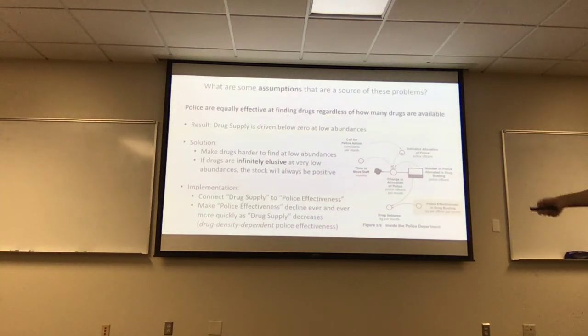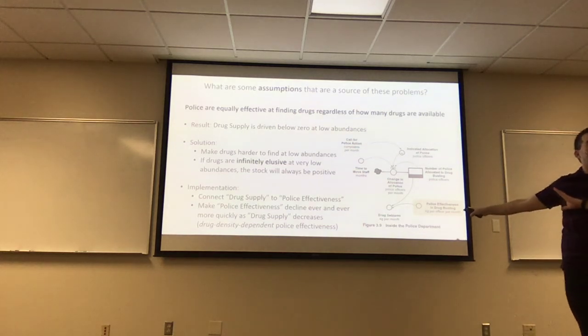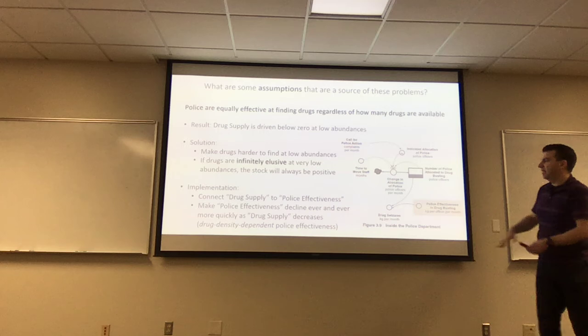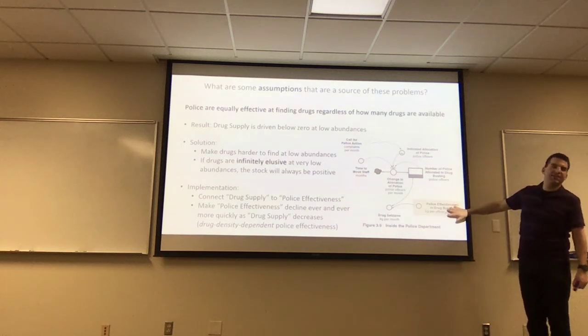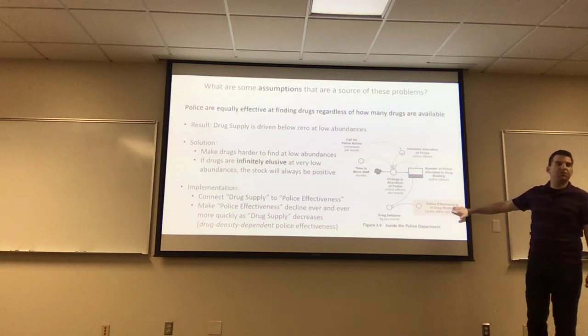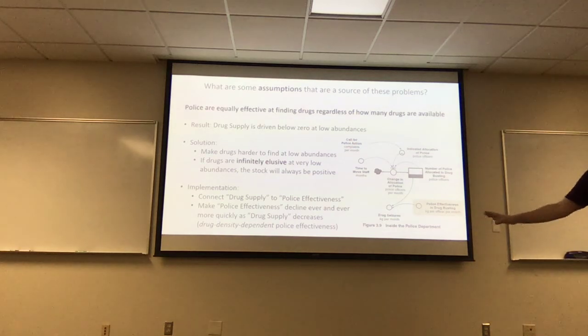So these are options that we're saying here. That makes sense for this first problem. We're going to solve the first problem by making police effectiveness decline as the drug supply declines. We're going to make it harder to find drugs as drugs become less available. Makes sense, right?